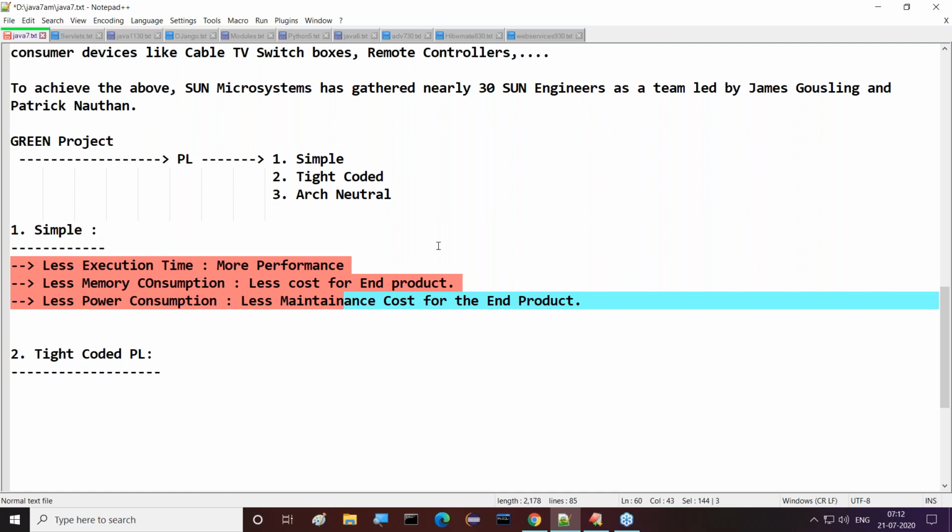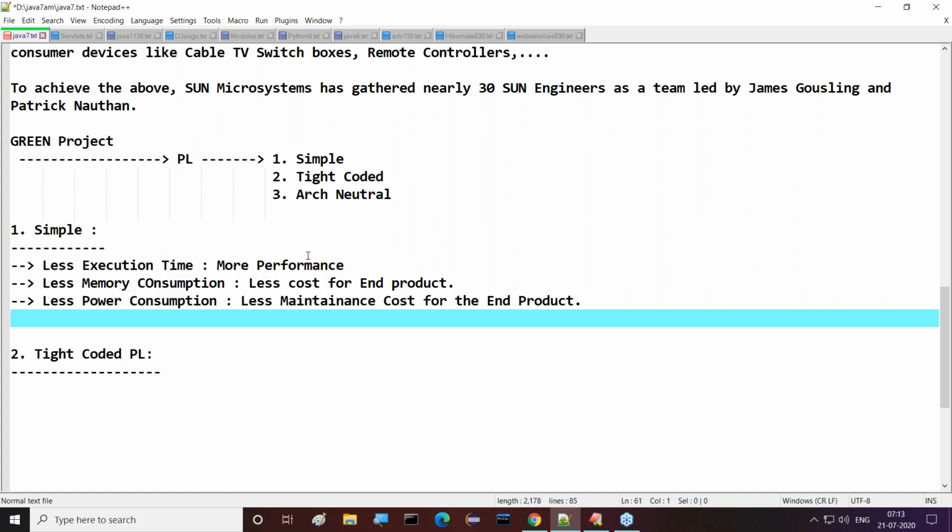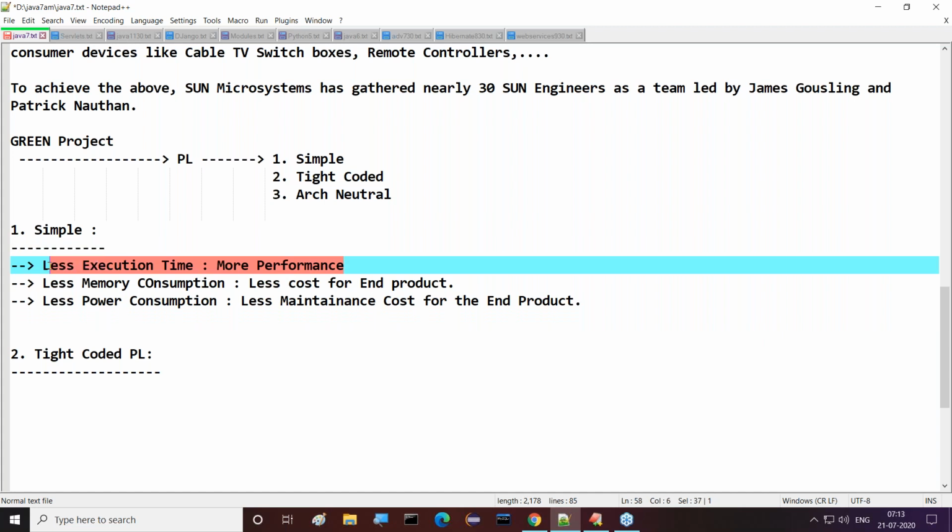But these constraints, these parameters and this definition for simple programming language are totally from the point of view of Sun Microsystems. What they defined for a simple programming language, these factors they included. Then, what is the advantage we get with less execution time? If our programming language takes less execution time, definitely more performance will come to the end product.